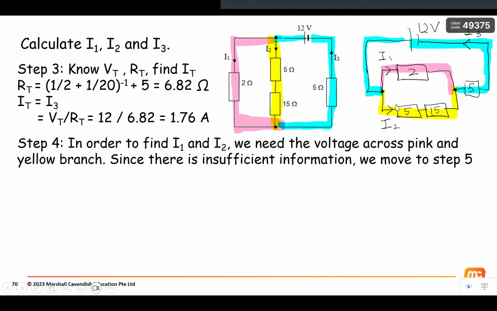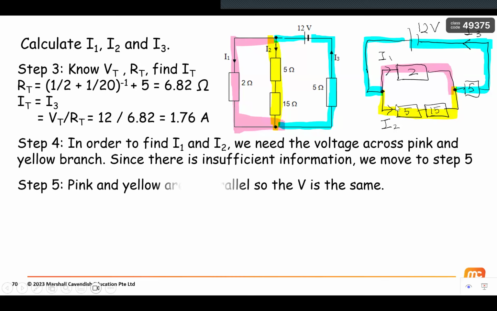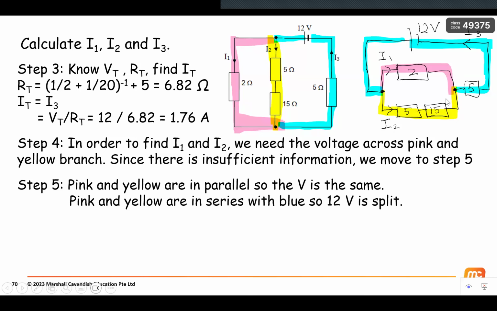In step number 4, using V equals IR, I need to move on to use my relationships. I know that the pink and yellow branches are in parallel, so the voltage is the same. And the pink and yellow together are in series with this blue one. So the 12 volts is split between this part and the blue part. Where do I have all my information? I have I3, which is the current flowing through the 5 ohm. I also have the 5 ohm, so I'm going to work on this blue section first.